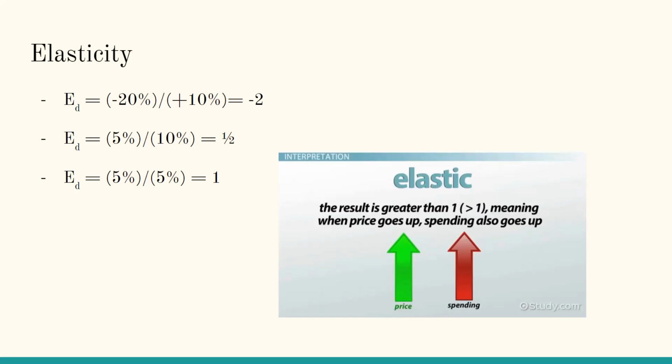So if E subscript D is equal to exactly 1, demand is said to be unit elastic for good X. The initial change in the price is exactly equal to the responsiveness of the consumer in percentage terms.